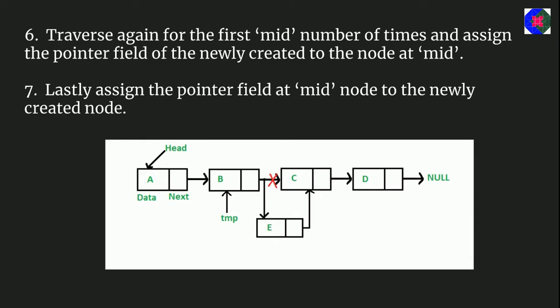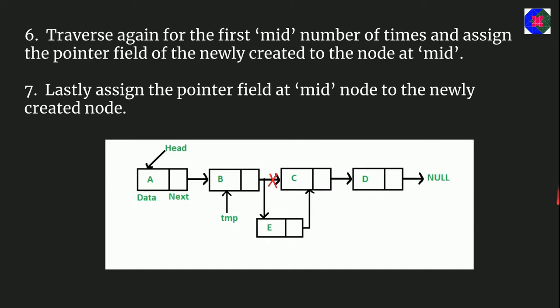Next, we have to traverse once again, and this time we will traverse only for the first mid number of elements and assign the pointer field of the newly created node to the node at mid position. And lastly, we will assign the pointer field of the node at mid position to the newly created node.